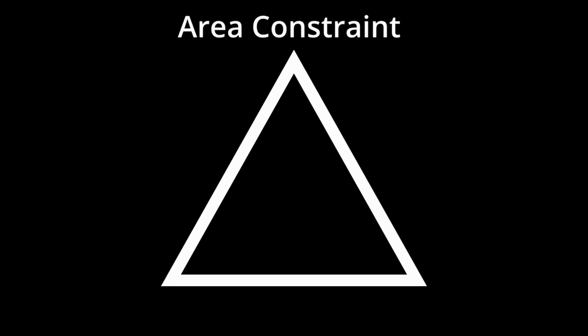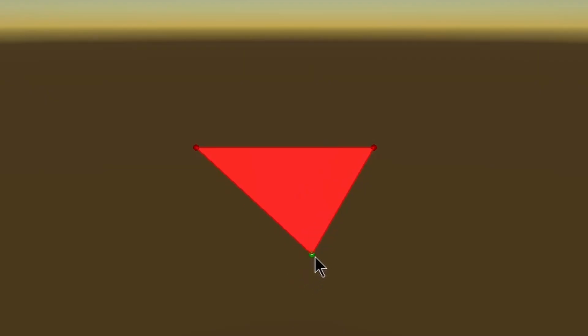The solution was to add a new constraint. Each triangle will have an area constraint. The area constraint tries to maintain the area of a triangle by pushing each point away from the opposite line if the area is too small, or pulling it in if the area is too large. When the triangle goes inside out, the area will become negative and it will push the points back to their original position. Now, this is what the triangles look like with only the area constraint.